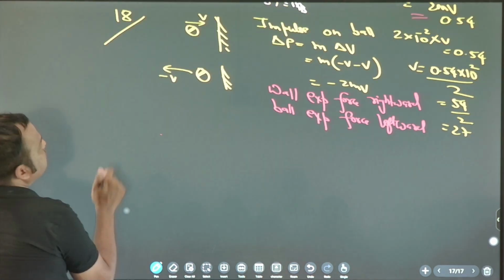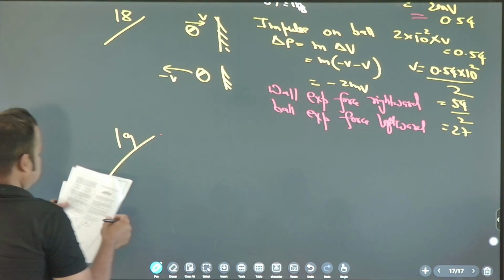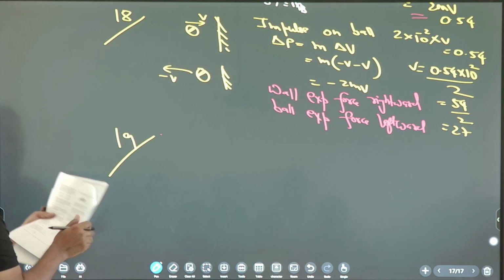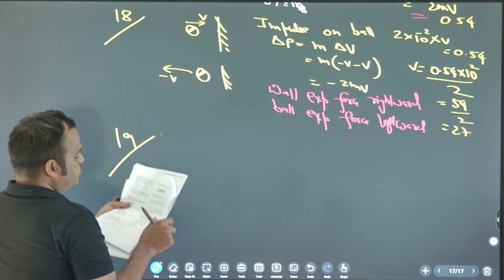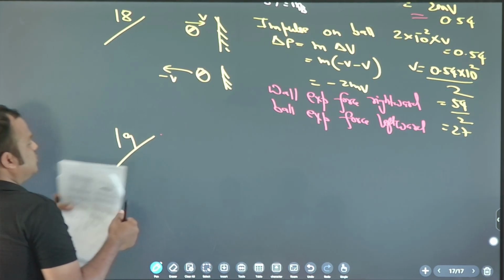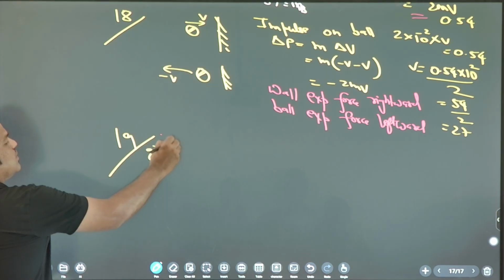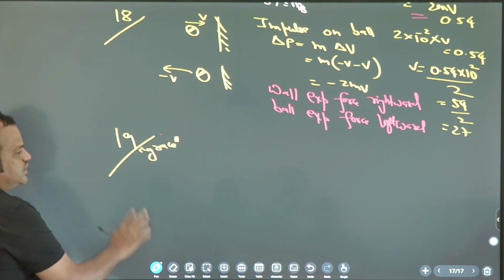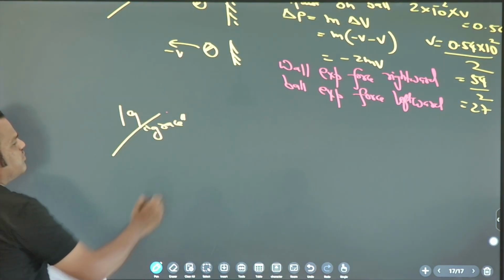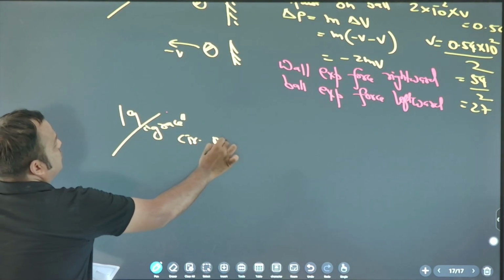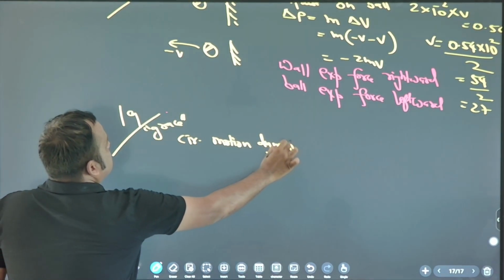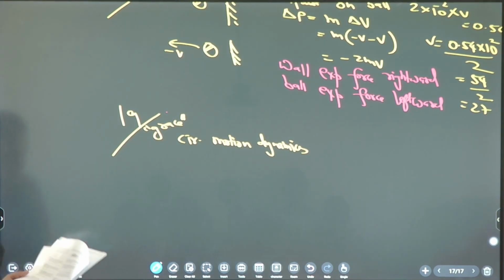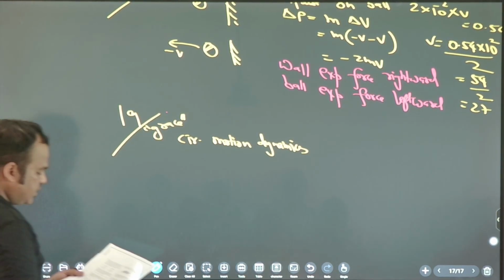19. Two stones of mass M and 2M whirled in a horizontal circle. Oh, this is out of syllabus. Okay, I will teach this. You ask for grace. Okay, I will teach this week. Circular motion dynamics. I will teach this. Okay, then next.